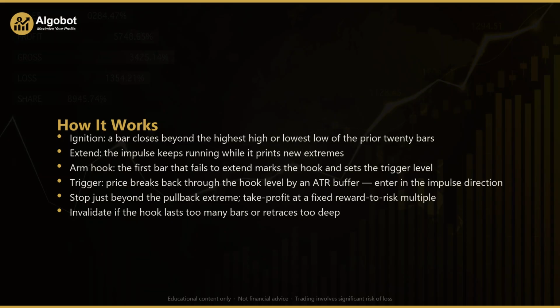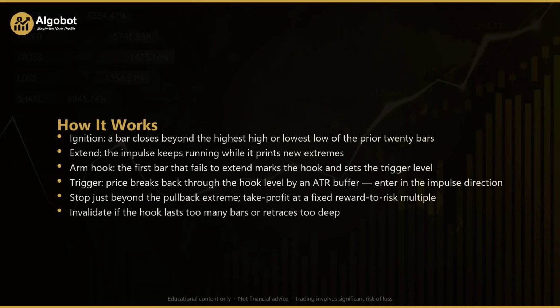Now the exits. The stop loss is placed just beyond the pullback's counter extreme, with an extra half ATR of breathing room from the ATR stop multiple setting. The distance from entry to that stop defines the risk, and the take profit is set at a fixed multiple of that risk, the RewardRisk parameter, which defaults to 2 to 1.